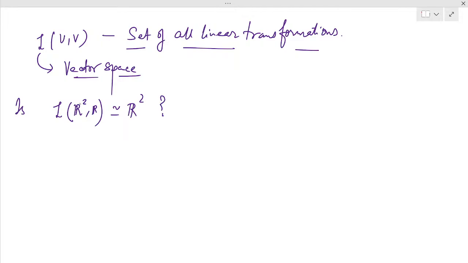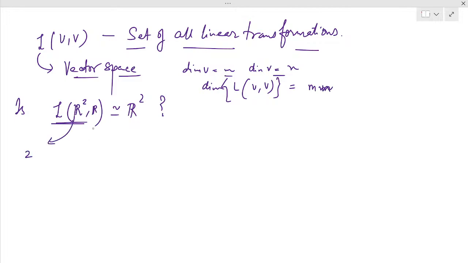So yesterday I told you that this is a finite dimensional vector space, because if the dimension of U is equal to M and the dimension of V is equal to N, then the dimension of the set of linear transformations, which also forms a vector space, is equal to M times N. What do you think the dimension of this would be? The dimension of this is 2, the dimension of this is 1. So the dimension is 2, and here also the dimension is 2. Is that clear?